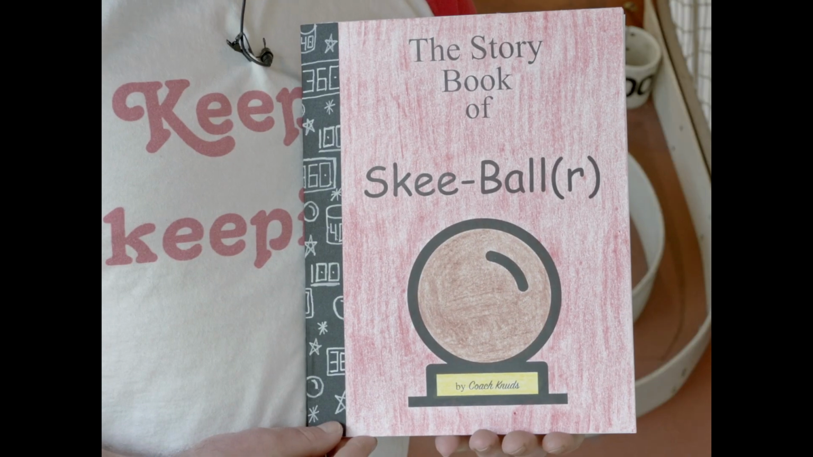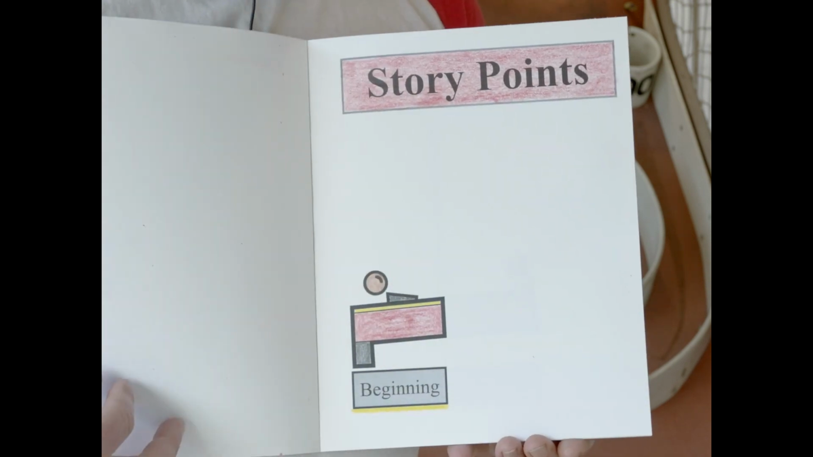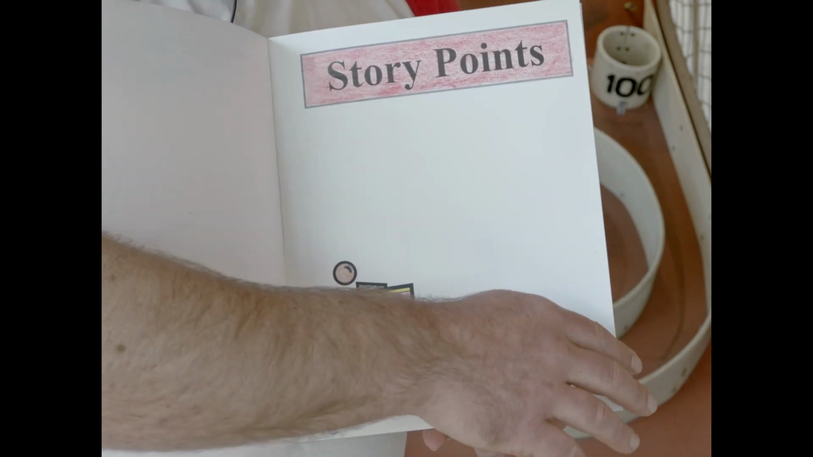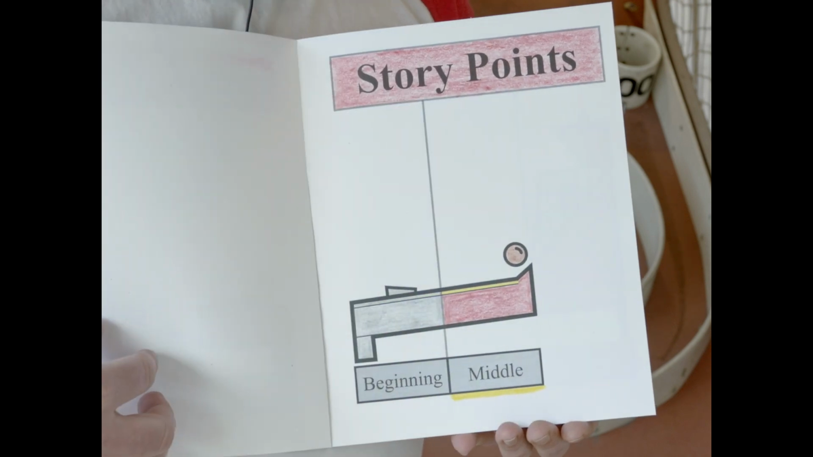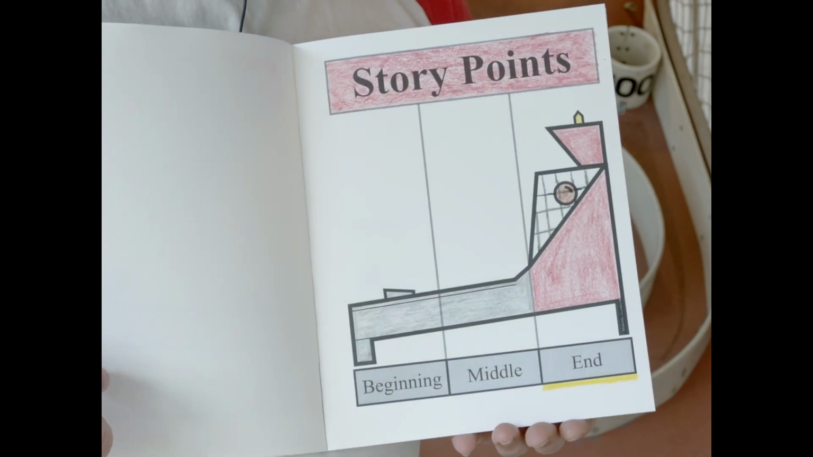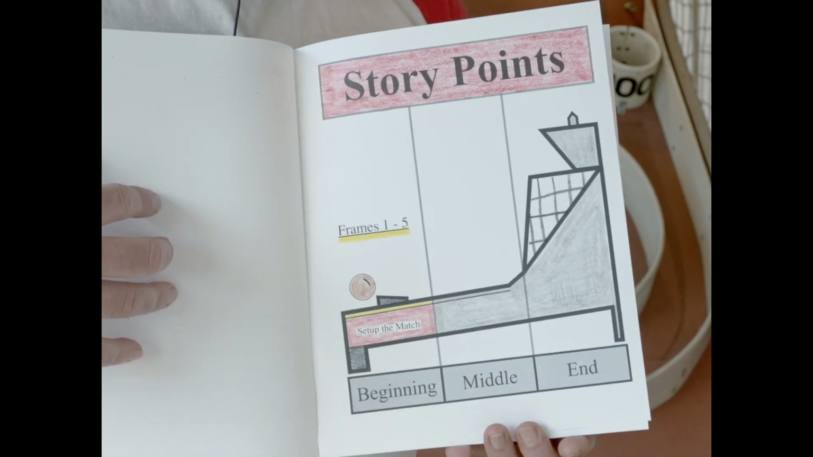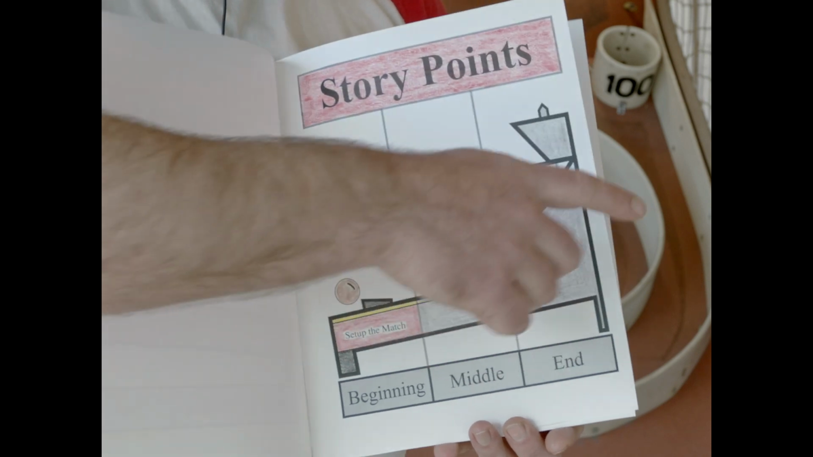But let's back it up. A skee-ball match has 10 frames, and I like to think of those frames as a story. It has a beginning, a middle, and an end. Frames 1 through 5 set up the match as each roller establishes their score and position.